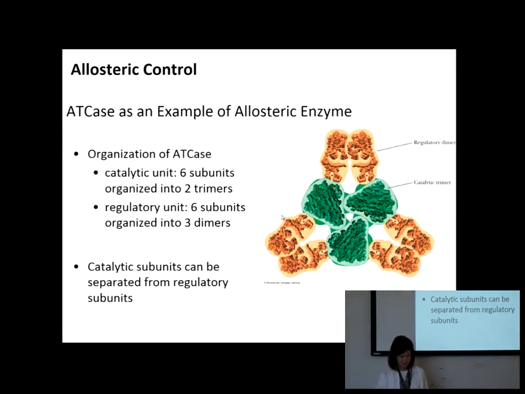ATCase is sort of a weird enzyme. Of course, it's not colored like this. But we have the trimers. There's 6 here. There's 3 on the top and 3 on the bottom here. Those do the catalysis. And then we have the regulatory dimers on the outside. And we can actually use detergents to get rid of these regulatory units. And the shape of the binding curve goes from sigmoidal to hyperbolic. There's no more hard binding if we remove these regulatory dimers. I think that's pretty neat.